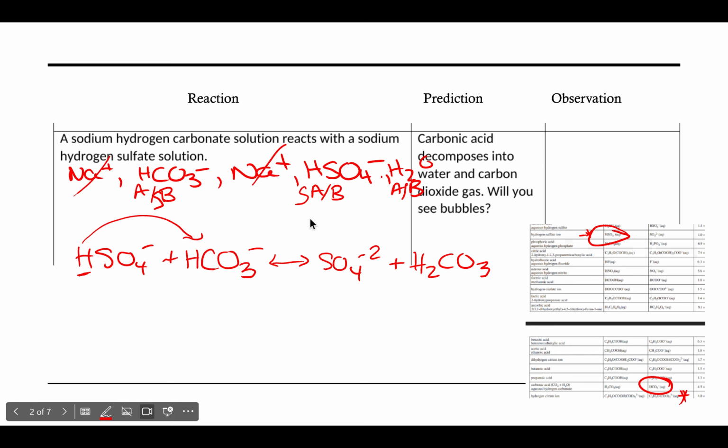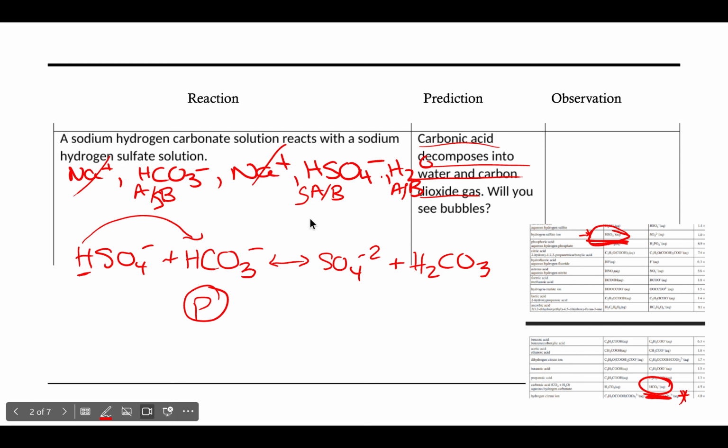With this, you always have to predict. So when we're predicting what's being favored, it's based on placement. Your acid is higher than your base, so that means your products are being favored. And now we can go to the prediction that gave us some extra information that says carbonic acid decomposes into water and carbon dioxide gas.